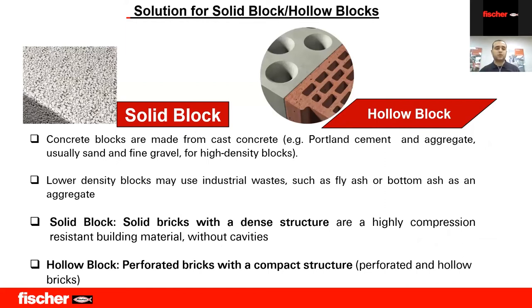Usually the concrete blocks, as we have mentioned, are made of cast concrete like Portland cement, aggregate, and sand, with fine gravel for the high density blocks. However, for the low density blocks like the hollow block or different types, they sometimes include some industrial waste like fly ash or some admixtures that are represented as waste. But the solid block is basically a solid brick made of dense structure, which is a highly compressive resistant building material without any kind of cavities.